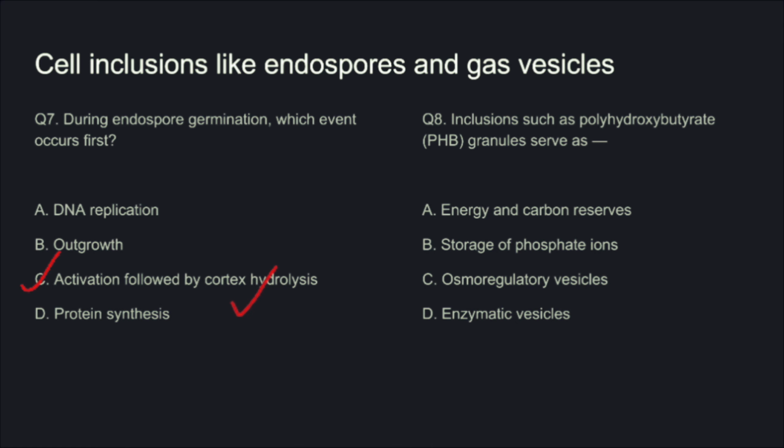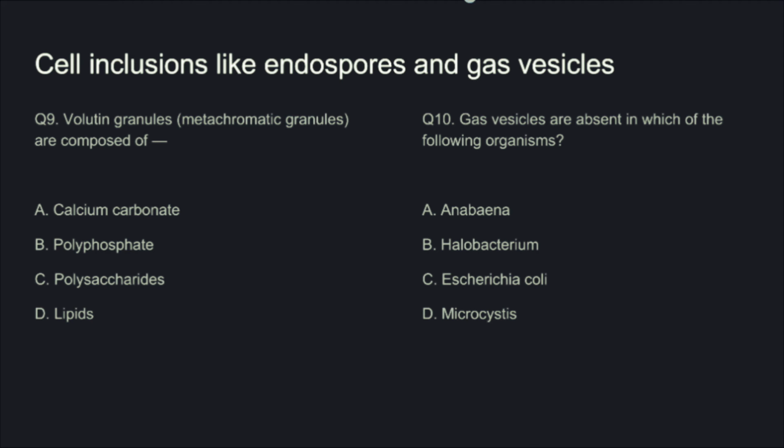Question number 8. Inclusions such as polyhydroxybutyrate, that is PHB granules, serve as. Options are A. Energy and carbon reserves, B. Storage of phosphate ions, C. Osmoregulatory vesicles, D. Enzymatic vesicles. So the correct answer for this question is option A. Energy and carbon reserves.